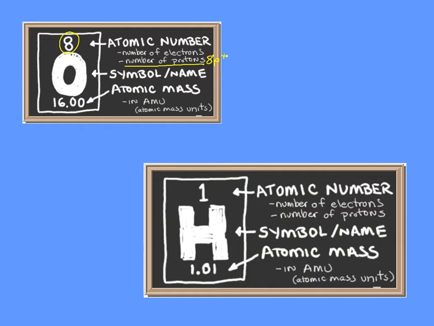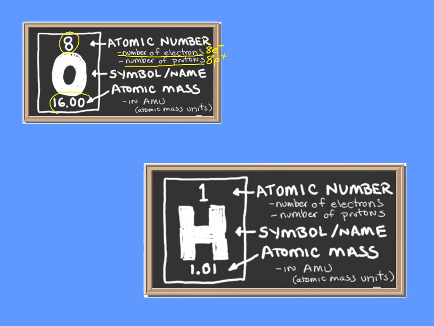Oxygen does not have a charge to it, and if it did, it'd be called an ion. But because it's an uncharged atom, it has the same number of electrons as it does protons. So that means it has 8 electrons, and those are negatively charged. Electrons orbit that nucleus. I'm going to talk about that in just a minute.